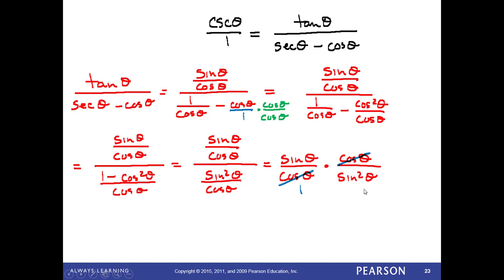Cosines are gone, hopefully. Sines are reduced to a sine of theta on the bottom, and we know that 1 over sine theta is cosecant theta, which is what we're trying to prove. In fact, if we want to be really technical, let's just say it's cosecant theta over 1. Boom, we've proved it. This time we went from the right side to the left side.